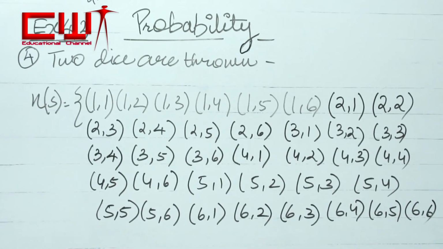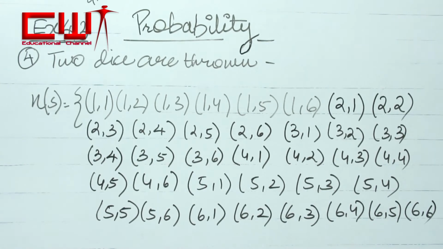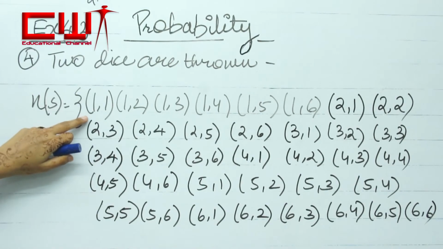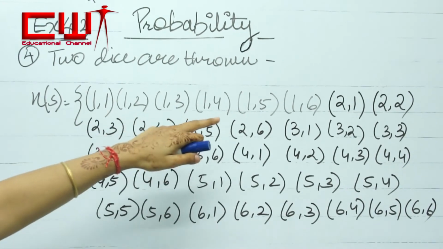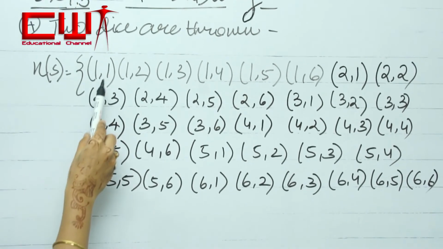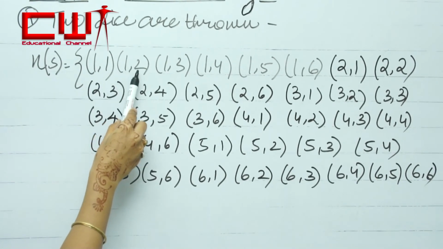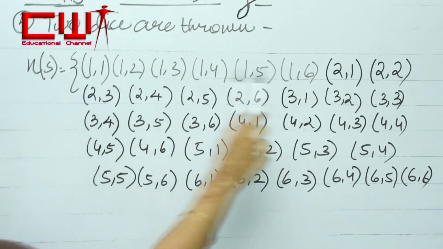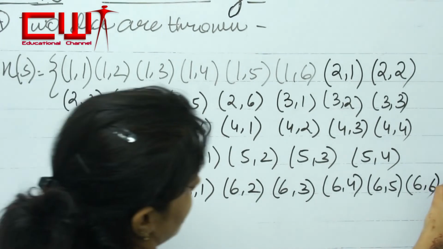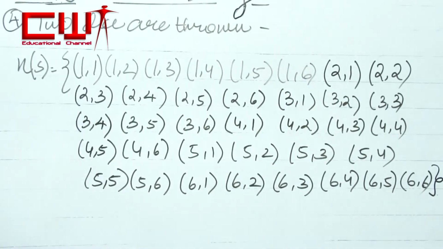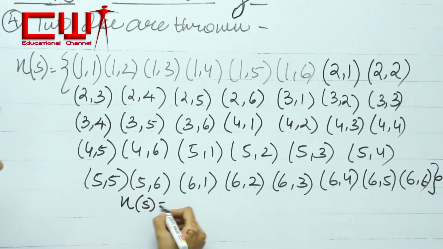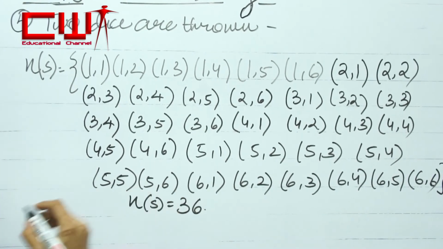Exercise 4.3, question number 4. They say 2 dice are thrown. I have written all the outcomes: 1 1, 1 2, 1 3, 1 4, 1 5, 1 6. This is 1 on the first dice and 1 on the second dice; 1 on the first dice, 2 on the second dice. Please write it in order so you will not forget any of the outcomes. Open the bracket, then close the bracket. Right? So you get n(S) equals 36.